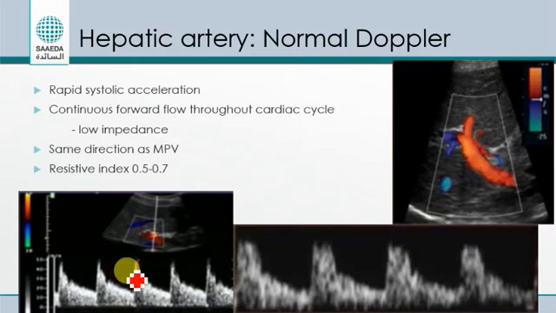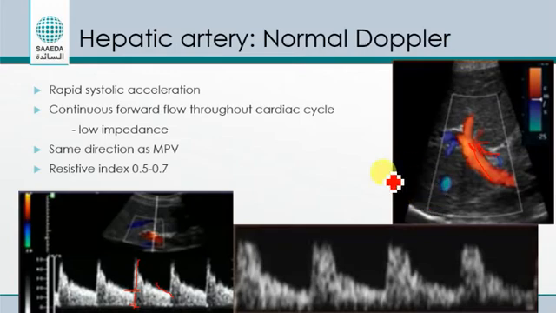There will be no flow below the baseline. It has a low impedance, that means the diastolic pressure is fairly high. It does not reach the baseline, because it's a low resistance pattern. It has the same direction as the main portal vein. Both of them go to the liver normally. This is the portal vein and this is the hepatic artery. Both have the same color, either both red or both blue, depending on your machine settings, but always the same color in a normal liver.